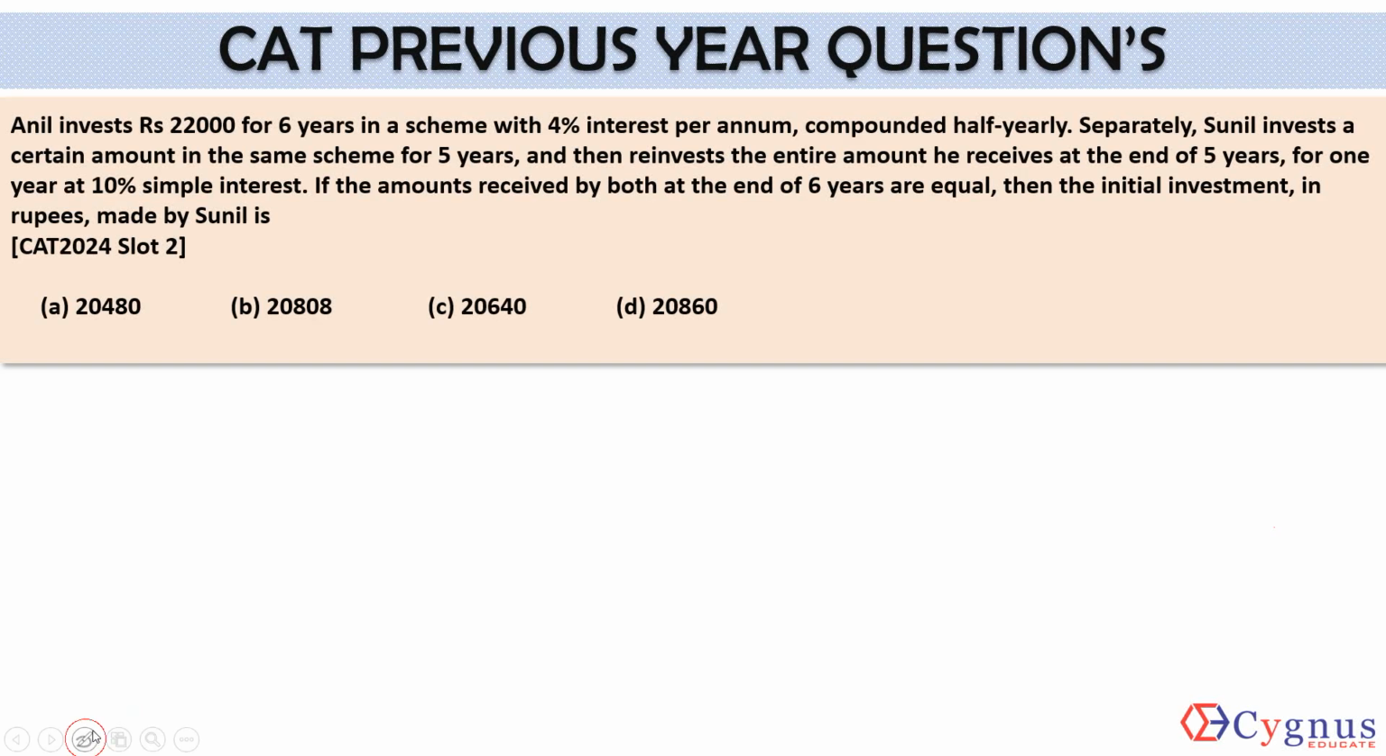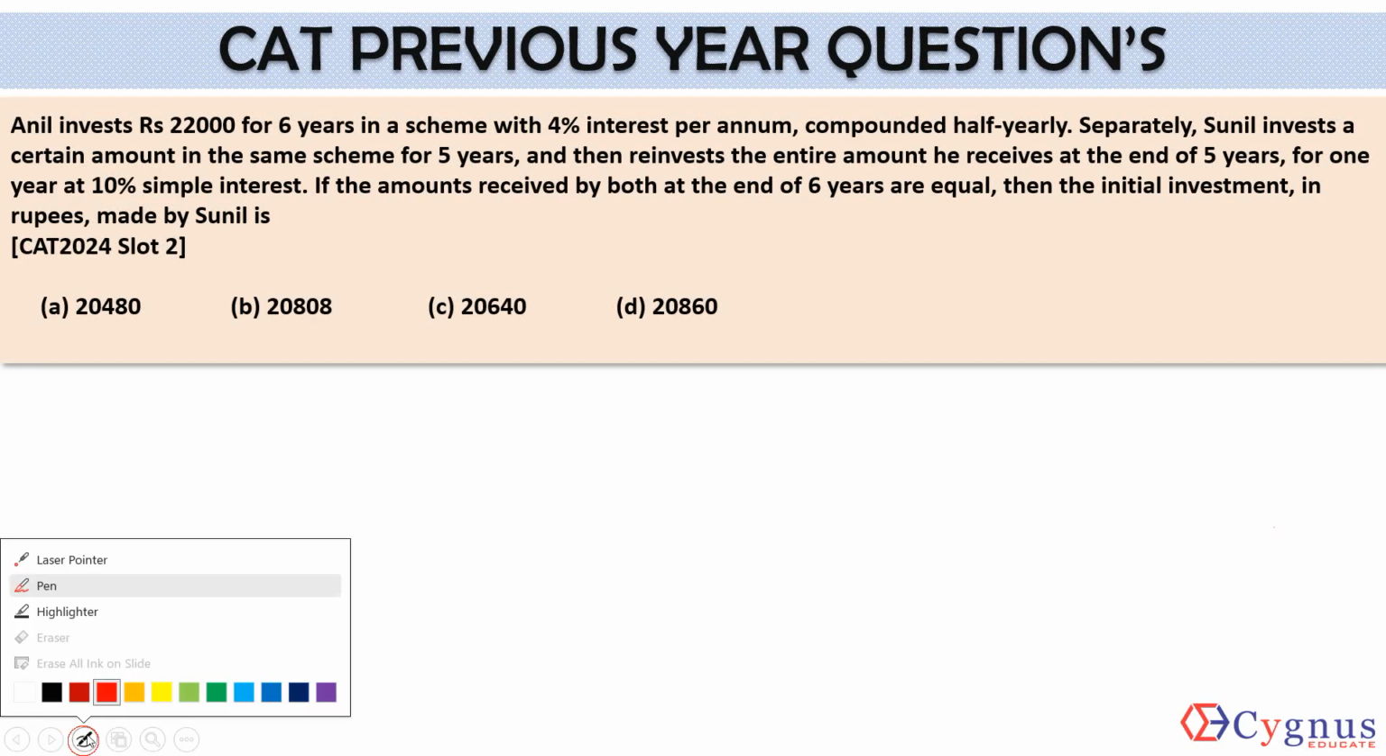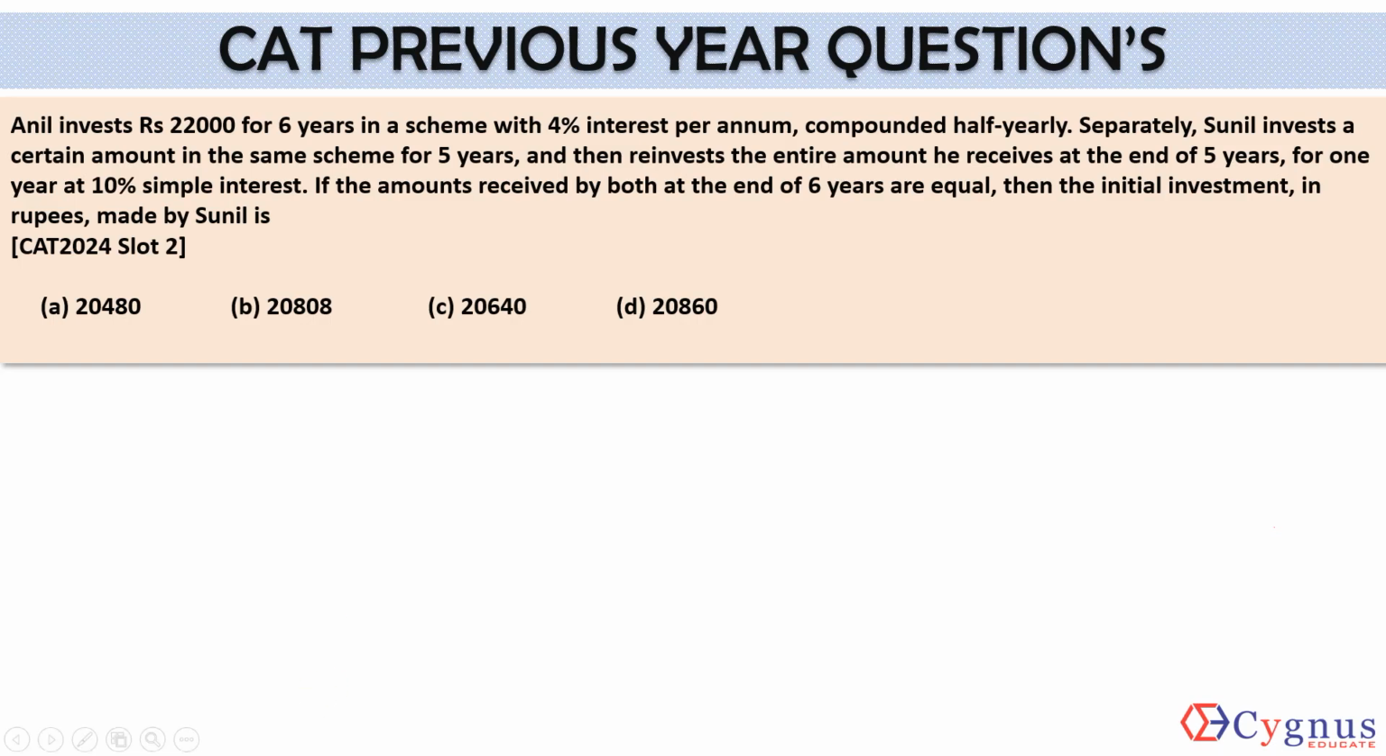Hi, this is a question of CAT 2024 slot 2. What's given here? Anil invests rupees 22,000 for 6 years in a scheme with 4% interest per annum compounded half yearly. Fine. So Anil is going to invest 22,000.